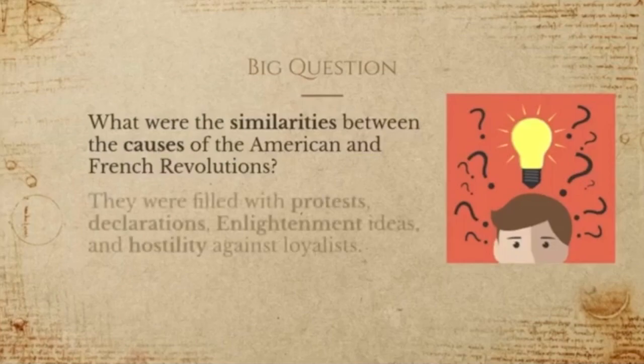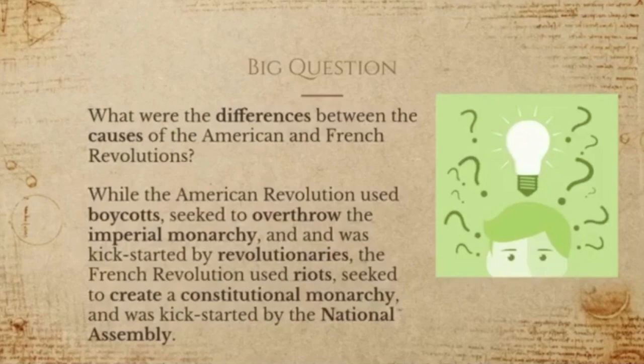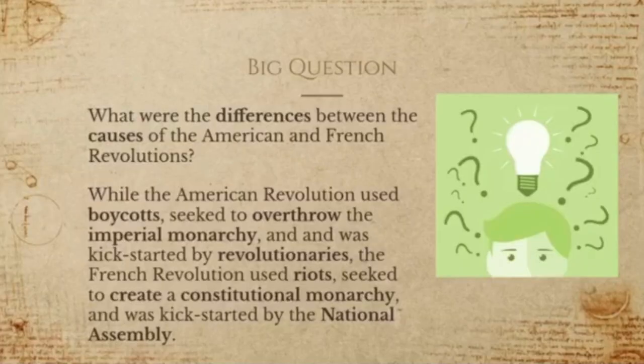All right, let's go. They were filled with protest, declarations, Enlightenment ideas, and hostility against loyalists, or basically people that sided with the oppressive side. All right, what were some differences? Some of the differences between the causes of the American and French Revolutions were that while the American Revolution used boycotts and sought to overthrow the imperial monarchy, it was kick-started by revolutionaries. The French Revolution used riots, and they sought to create a constitutional monarchy and it was kick-started by a national assembly.